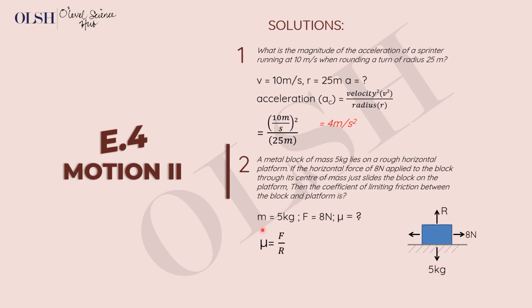So we have our force to be 8 newtons, and our R to be 5 kg times 10 meters per second squared. Once we do that, we get our coefficient of limiting friction, which is 8 divided by 50, that is 0.16. It's a dimensionless constant, so it has no dimension. That's the answer we get for this question.